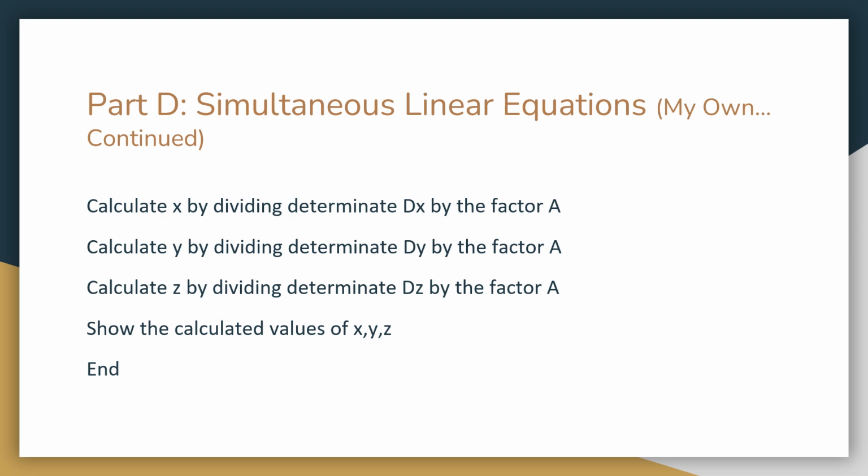So once you compute the determinants of dx, dy, and dz, we would use Cramer's rule. And Cramer's rule is basically whatever you compute for dx, it's going to be divided by the determinant of A. So it's the same for your y and your z. So calculate x by dividing determinant dx by the determinant of A. Calculate y by dividing the determinant dy by the determinant of A. Calculate z by dividing the determinant dz by the determinant of A. And then it'll show the calculated values of x, y, and z, and then the code ends there.